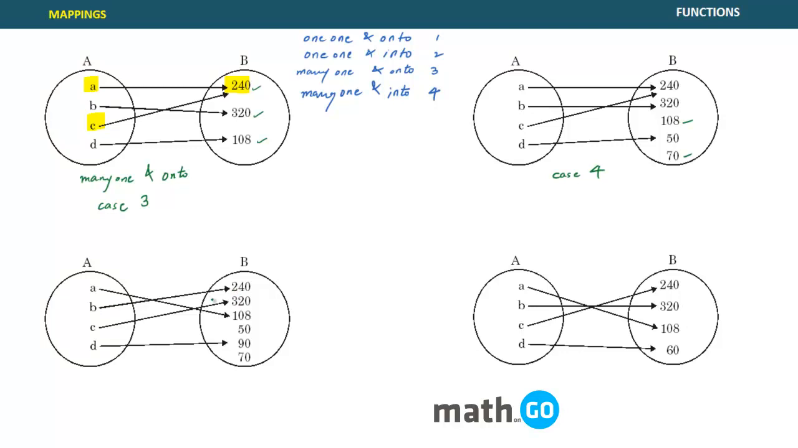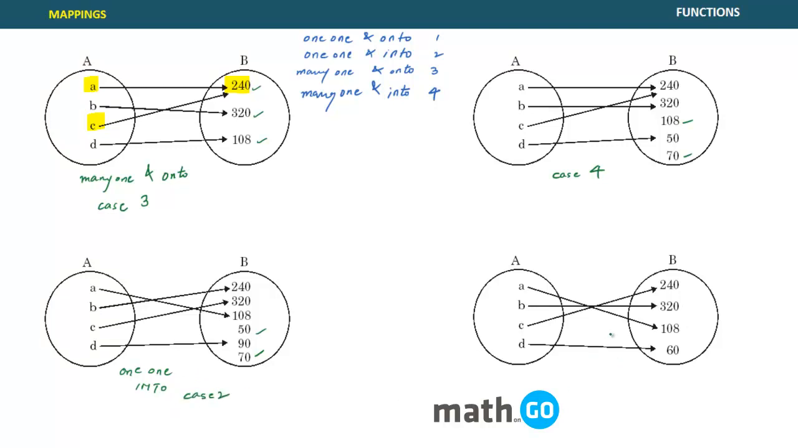Let's quickly move to this. Here, every element in B has only one pre-image. Can you see 240 is linked with only B? 320 is linked with only C, 180 and so on. So this function is definitely 1-1. But you can see that some elements are again not included in the range. So this is into. So it is a 1-1 and into function. So this is case 2.